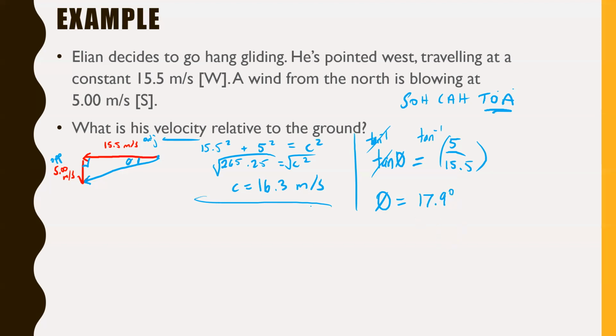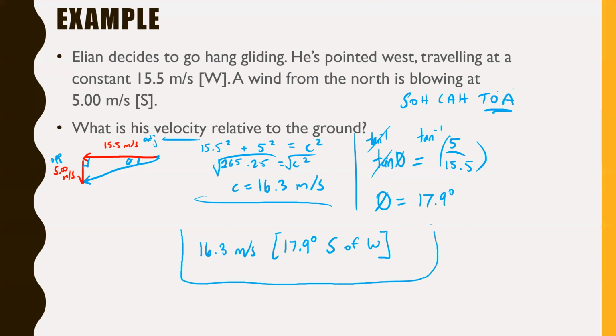Now we have to wrap this up. Having our answers separate like this doesn't do anything. We have to communicate it as a solid velocity, like an actual vector answer. So for my final answer, I'm going to say 16.3 meters per second, and then in square brackets for our direction, 17.9 degrees. And remember, he went west and then south, so it would be south of west. And that right there, I'll put a big box around it. That is our final answer for that question.